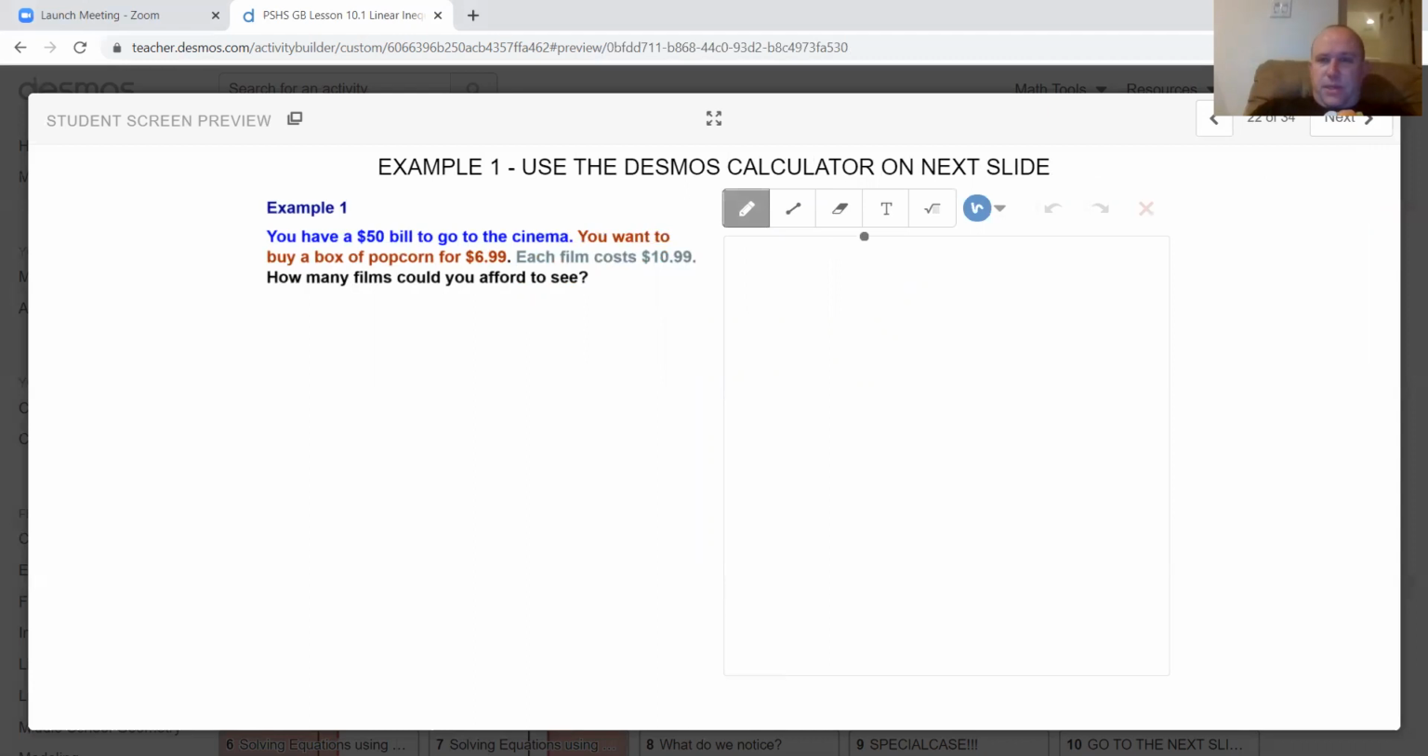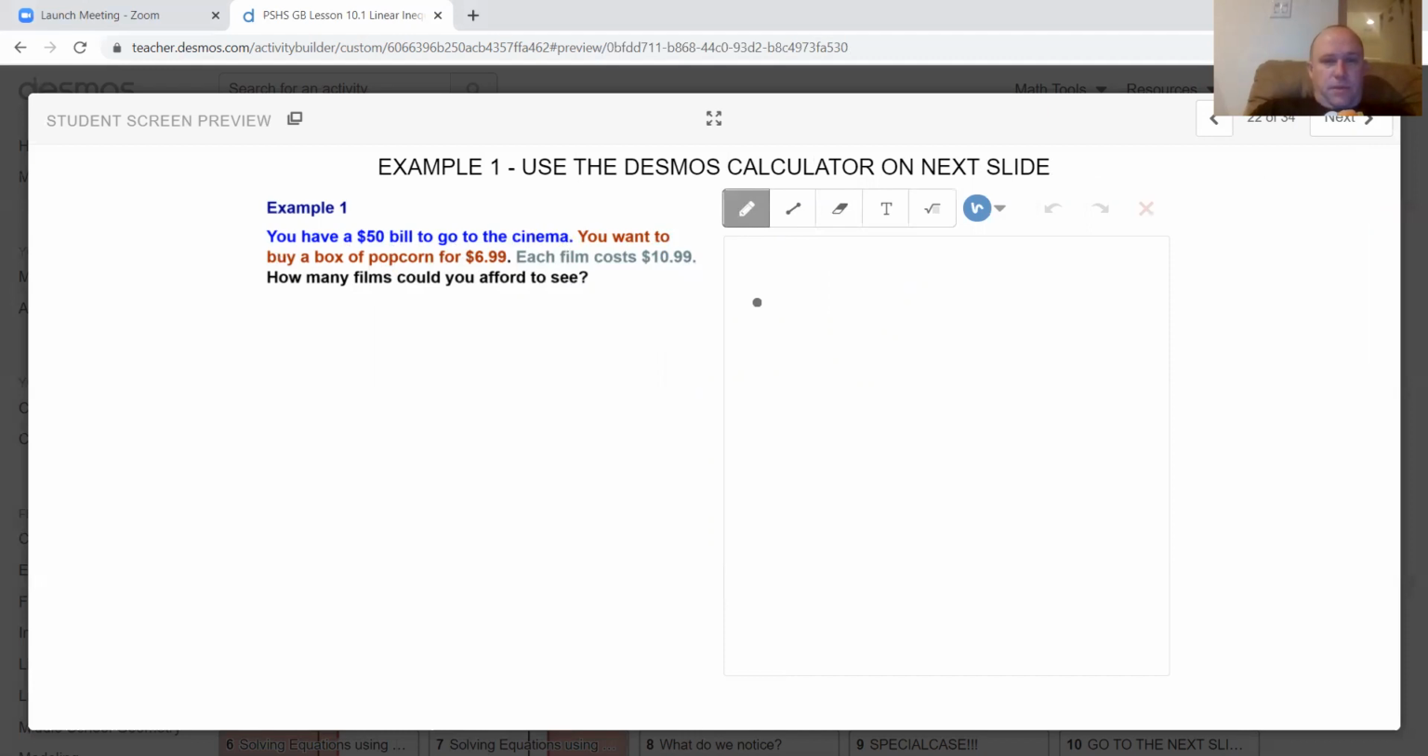So we've got 3 questions we can try here. We've got our little sketch pad where we can fill in the answers. So you have a $50 bill to go to the cinema. So I know $50 is important. You want to buy a box of popcorn for $6.99, and each film costs $10.99. How many films could you afford to see?